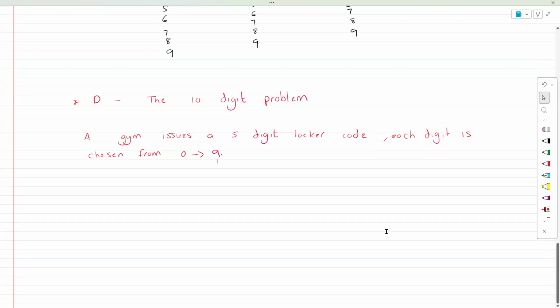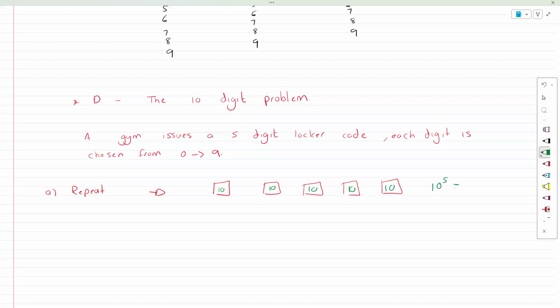Now, question A, I'm not going to write fully, but if you are allowed to repeat digits, how many possible codes could you have? So use the slot method. 1, 2, 3, 4, 5. If you're allowed to repeat digits, no matter what happens, that's 10, 10, 10, 10, 10. And we can use the 10 to the power 5 formula if you want, and that should be 100,000 codes.